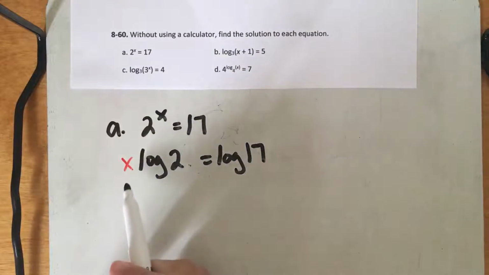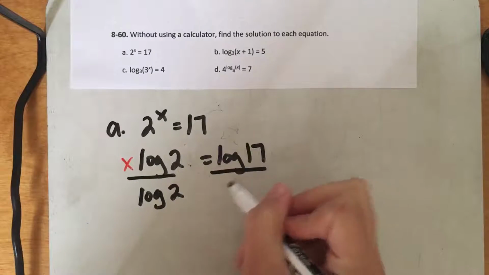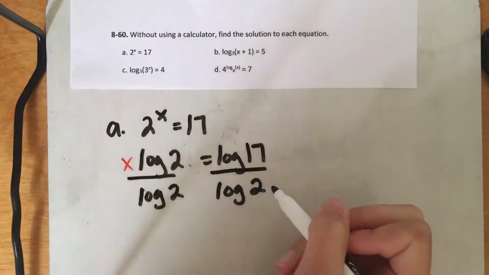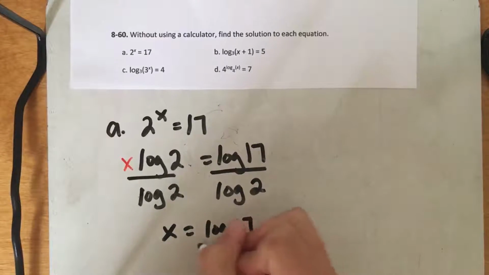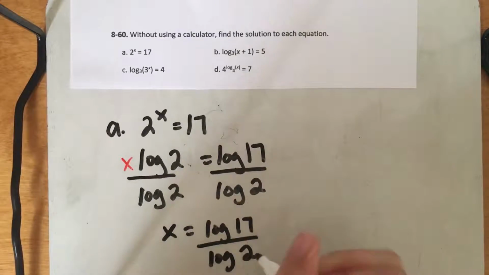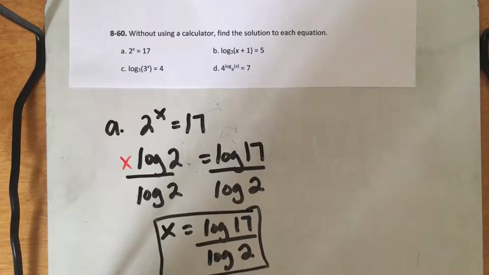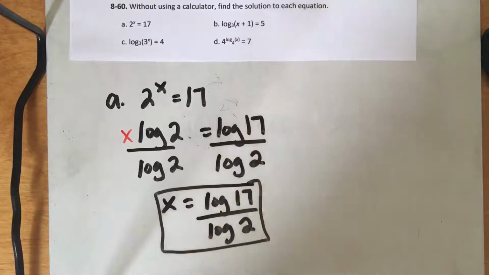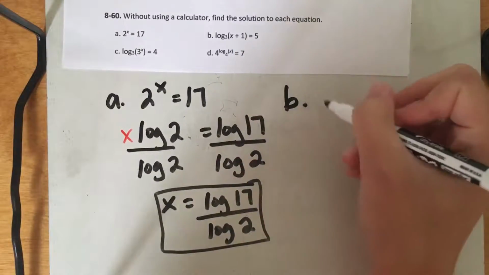So now we need to solve for x, so we're going to divide by log of 2 on each side. And this says to not use your calculator, so basically our answer is just log of 17 divided by log of 2. Remember, these are numbers, so there's a value for x, but without using our calculator, we can't really come up with it. And that's fine, because it says not to use your calculator. Okay? So part B, we are given a log equation that we need to solve.